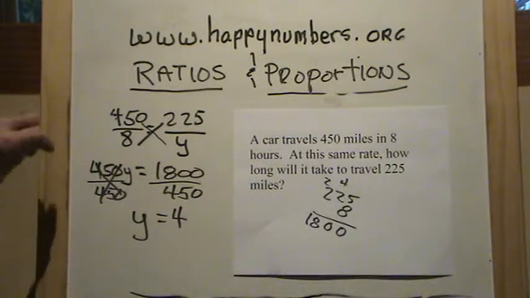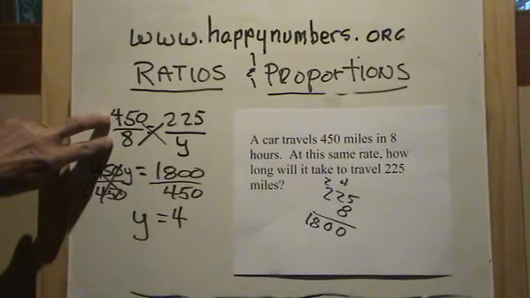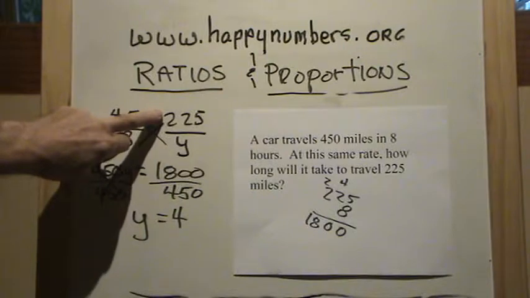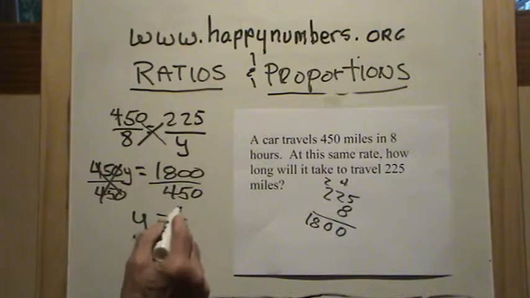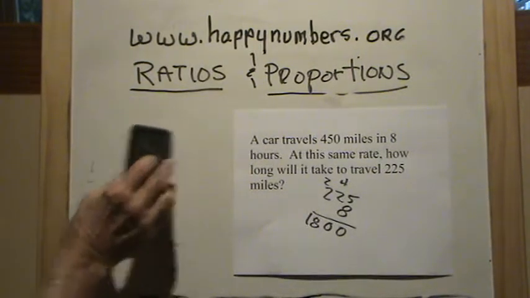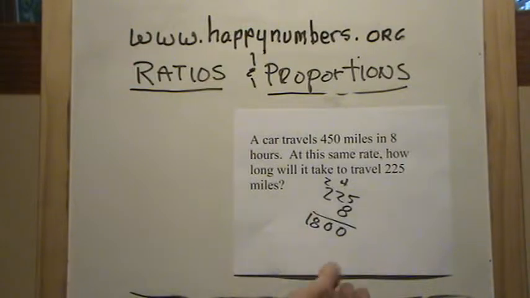So a car can go 450 miles in 8 hours. How long will it take for a car to go 225 miles? It will take 4 hours. And we use the properties of proportion to solve that. Have one more for you.